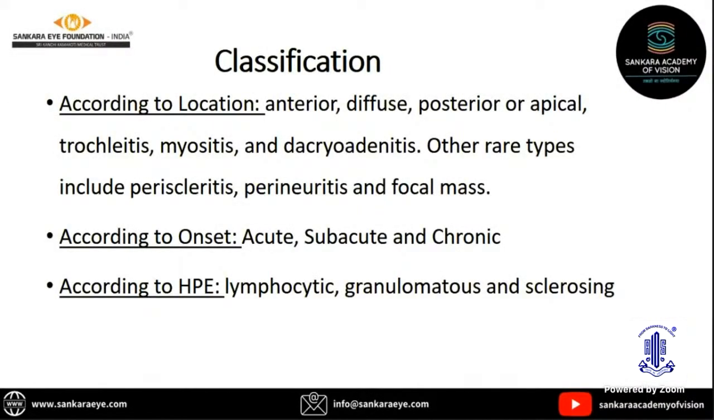Now, it has been classified according to its location, onset, and histopathology. According to the location, it's known as diffuse, anterior, posterior, trochleitis, myositis, or dacryoadenitis. There are other rare types, known as periscleritis, perineuritis, and a focal mass. According to onset, it may be acute, subacute, or chronic. And according to histopathology, it may be classified as lymphocytic, granulomatous, or sclerosing.